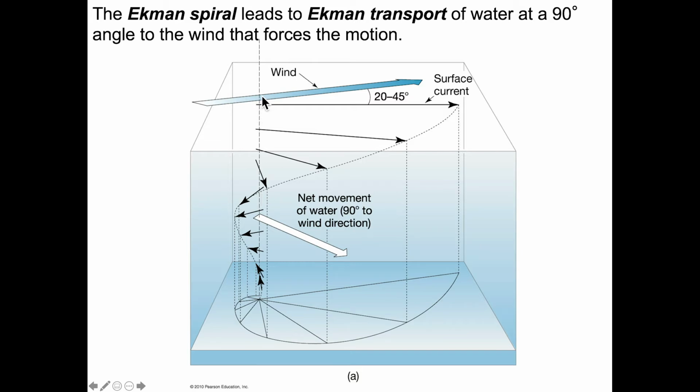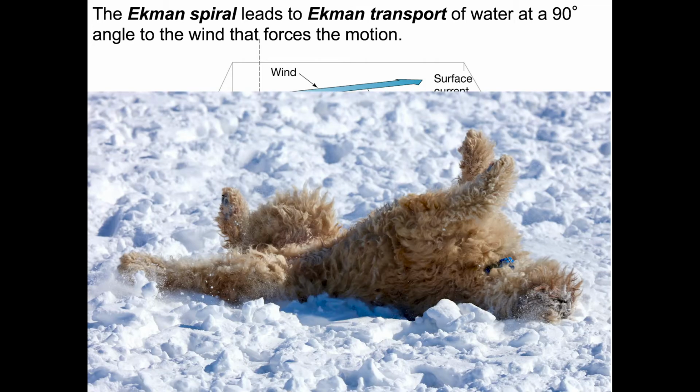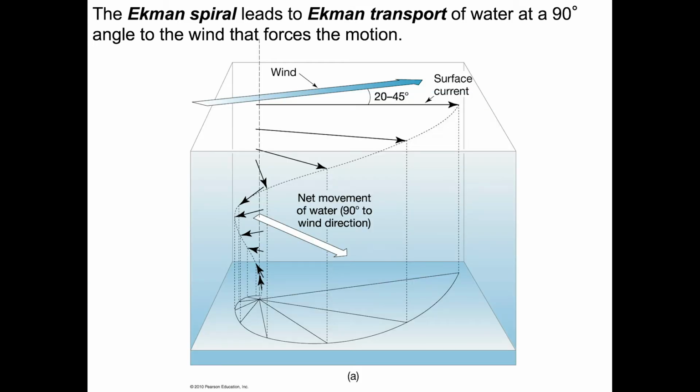The water is moving at a 90-degree angle relative to the wind at the surface. This is the bulk of the water, so we would say this deep water current is at a 90-degree angle relative to the surface wind. So that's something we didn't consider, that the wind blows in one direction, the water moves at a 90-degree angle relative to that wind because of the Ekman spiral.